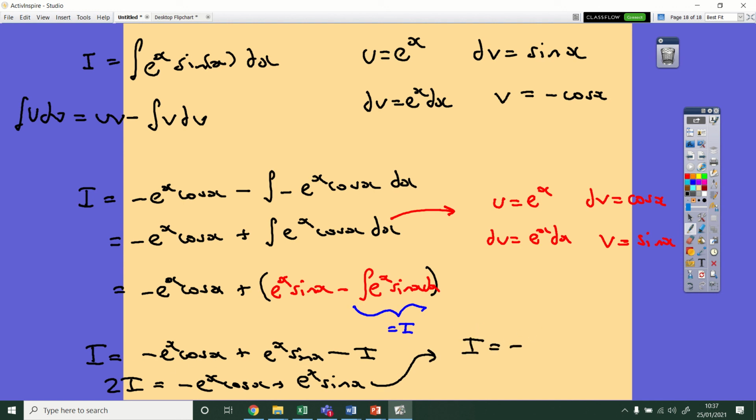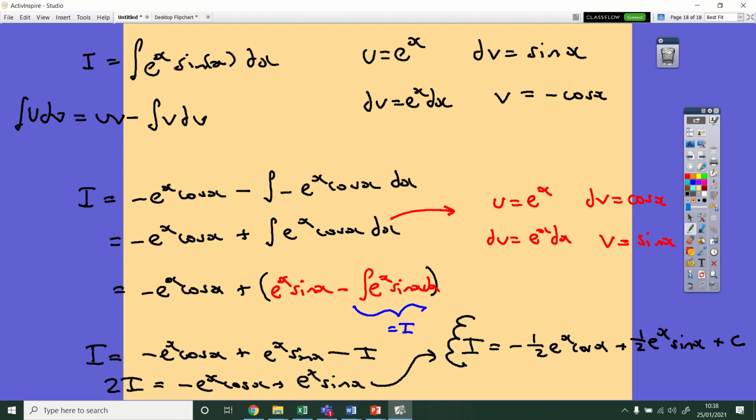So I equals minus a half e to the x cos x plus a half e to the x sin x. Okay, now I'm going to add my c because it saves me the step of rewriting c over 2 as just another constant c. So there we go.